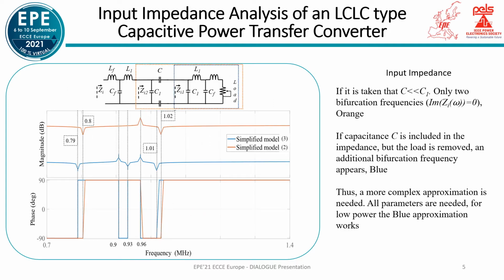So we made two analyses of the input impedance of the LCLC filter. We first made the assumption that the capacitance C was much smaller than C1, the capacitance in the transducer. The model result is the one shown in orange, and with this model we can find only two bifurcation frequencies. And then we include capacitance C, but we make the assumption that the resistive load was high, so there was low power being delivered. And with this, the model in blue shows an additional bifurcation frequency, so we need all of the parameters.